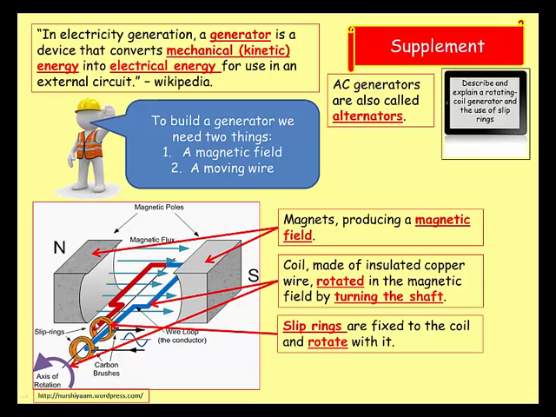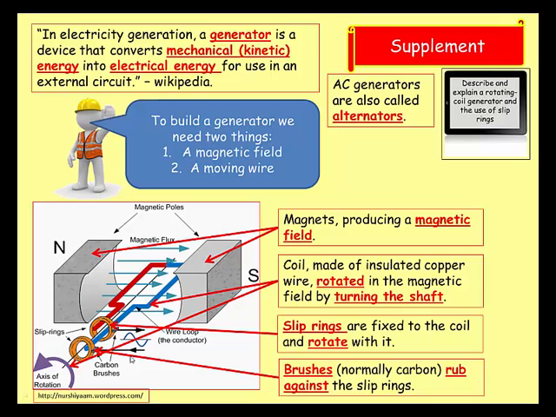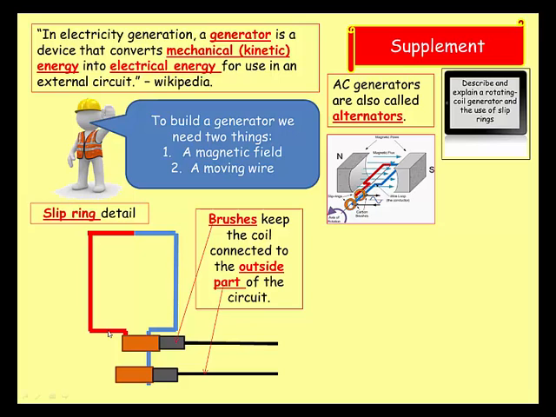Now slip rings are attached to the coil. We'll see this in a moment. There's a coil there. The slip rings are attached to the coil. As the coil rotates, the slip rings rotate as well. And the last thing we need are brushes. Now brushes, normally made of carbon, they rub against the slip ring. Let's look at that in detail. Okay, so here's your coil. Here's your slip rings. Now these are fixed to the coil, so these spin with the coil.